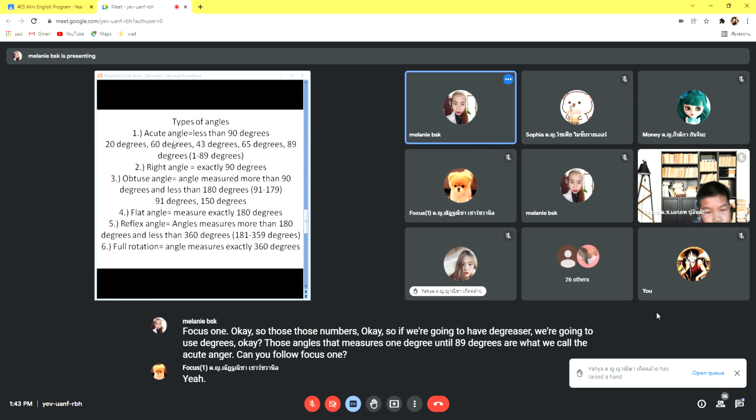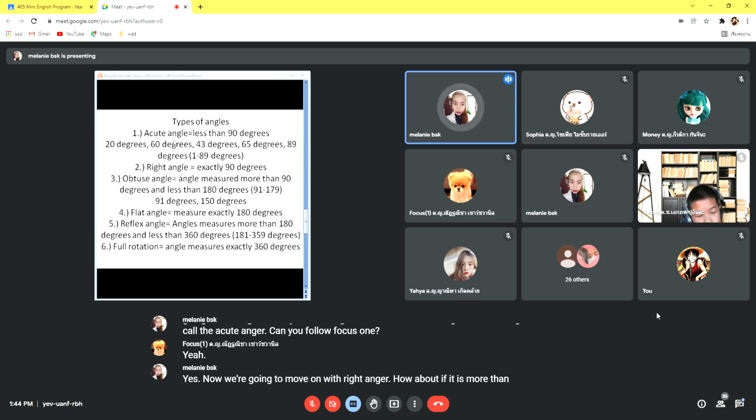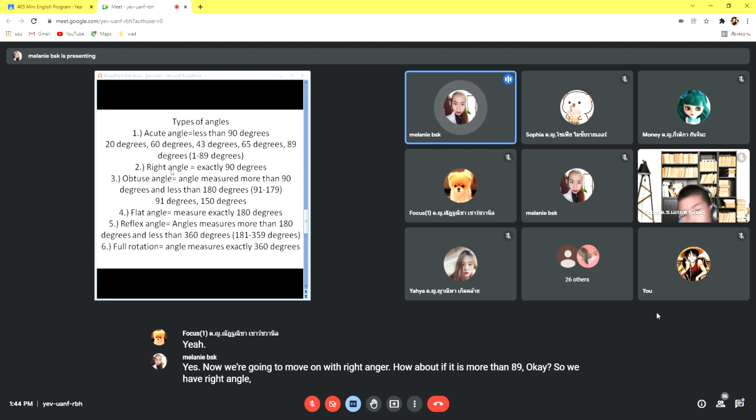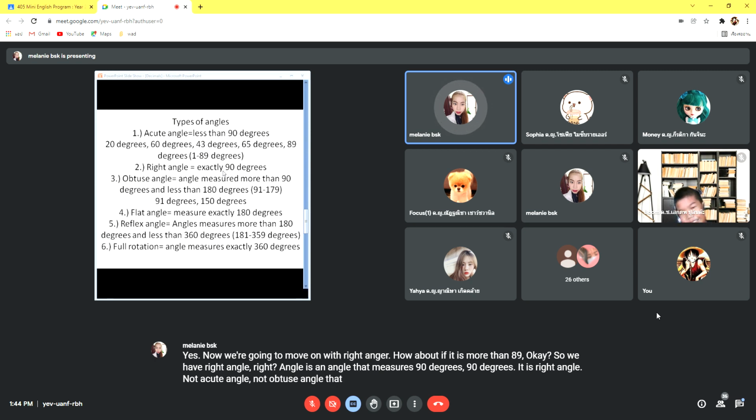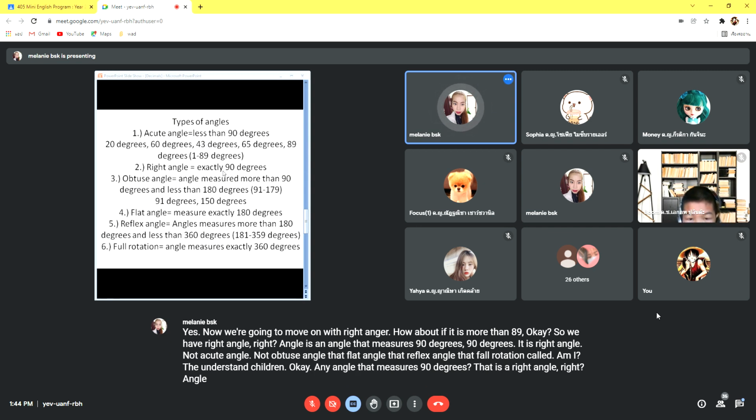Yes. Now we're going to move on with the right angle. How about if it is more than 89? A right angle is an angle that measures 90 degrees. Not acute angle, not obtuse angle, not flat angle, not reflex angle, not full rotation. Do you understand, children? Any angle that measures 90 degrees is a right angle. Can you follow, Focus 1, Yaya? Yes.